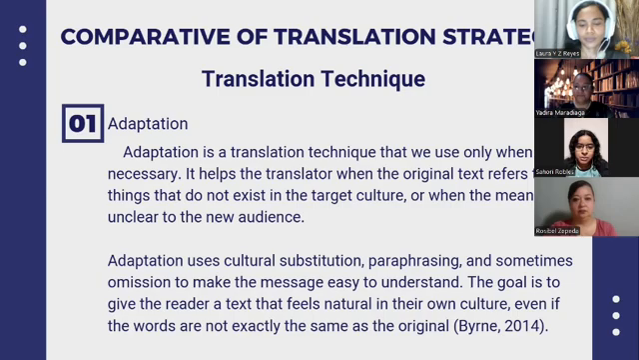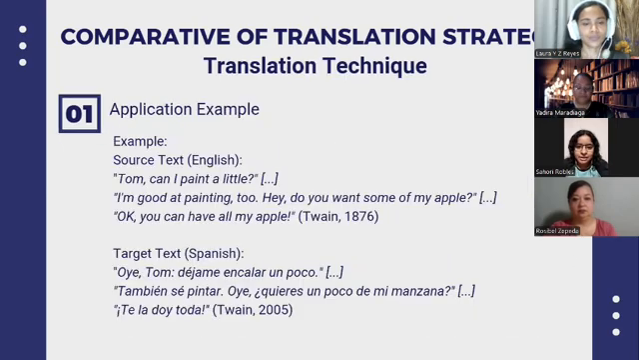In this example, we can see cultural adaptation. The English word paint becomes encalar in Spanish, which is a specific term for whitewashing. And also we have a structural adaptation. The phrase "I'm good at painting" changed to "sé pintar". This is a more natural sentence structure in Spanish.